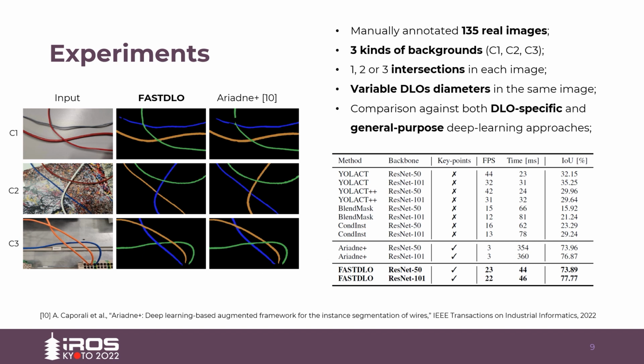The experiments focus on the method accuracy and inference time. A dataset of 135 manually annotated real images of electric wires is used for evaluating the method accuracy and provide comparisons. The test dataset comprises DLO of varying diameters and scenes with 1 to 3 intersecting DLOs. The baseline methods are both DLO-specific and general-purpose network models. Overall, the proposed method shows better performances surpassing the current state-of-the-art method. The improvements can be also qualitatively appreciated in the images on the slide.